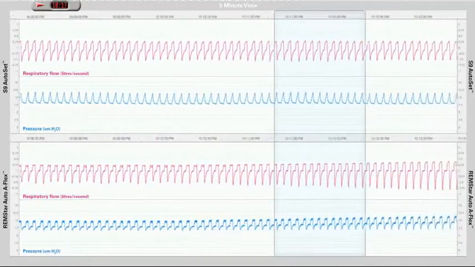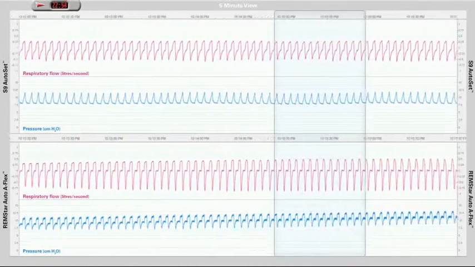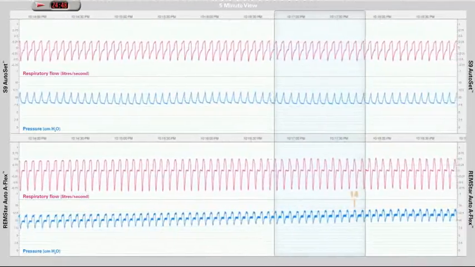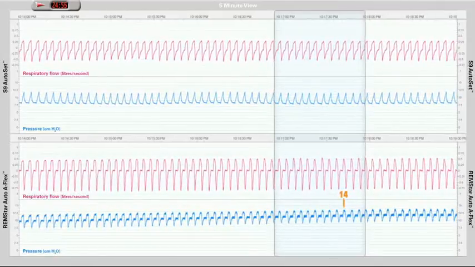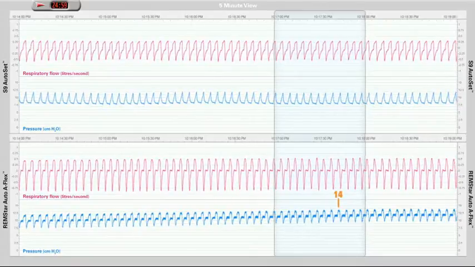It takes a further 12 minutes for the RemStar Auto to reach a final treatment pressure of 14 centimeters and eliminate all evidence of flow limitation. By this time, the S9 AutoSet patient has had a stable airway for over 22 minutes.